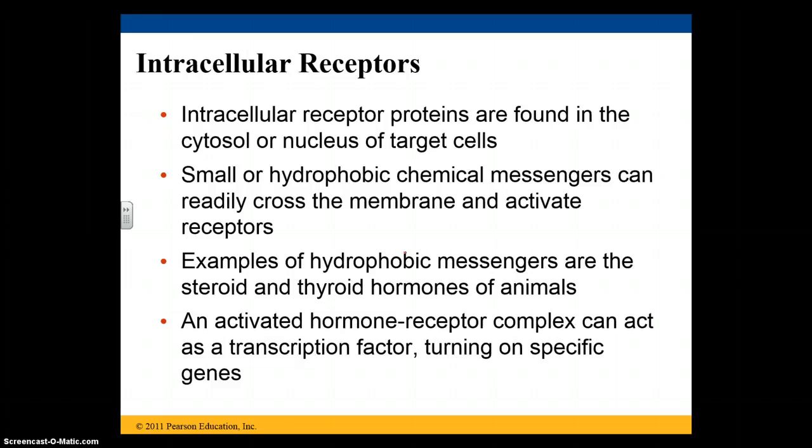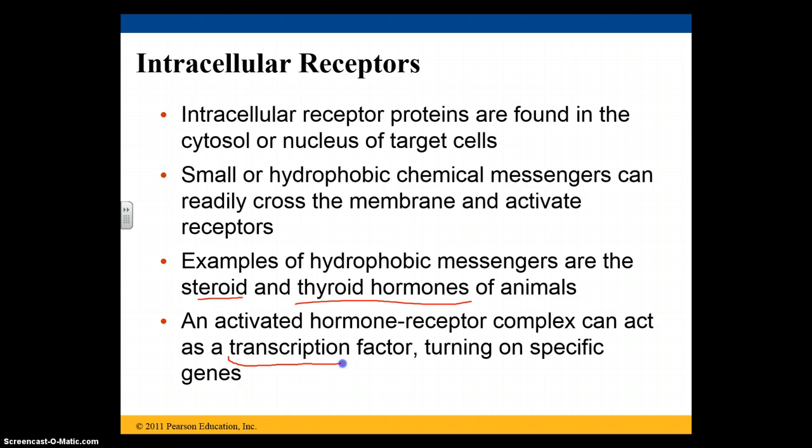Okay, there are also intracellular receptors, and those are found within either the cytosol, which is the cytoplasm, or the nucleus of the target cell. They are typically activated by small or hydrophobic chemical messengers that can cross the membrane. So they will be able to cross the membrane and activate the protein within the cell. Examples of hydrophobic messengers would include both the steroid and thyroid hormones of animals, and an activated complex can act as a transcription factor.